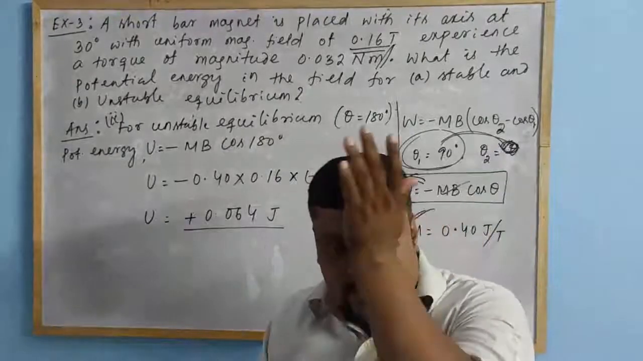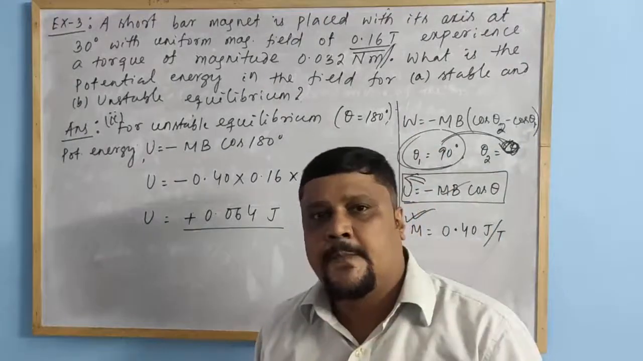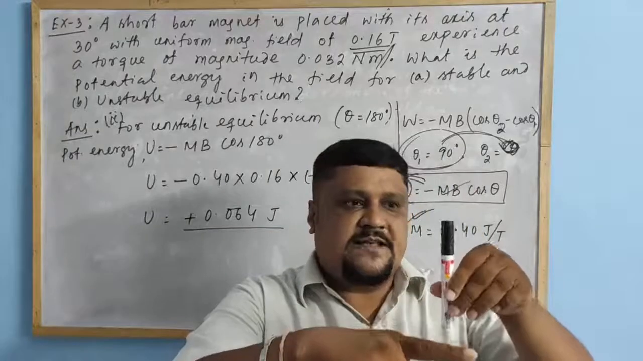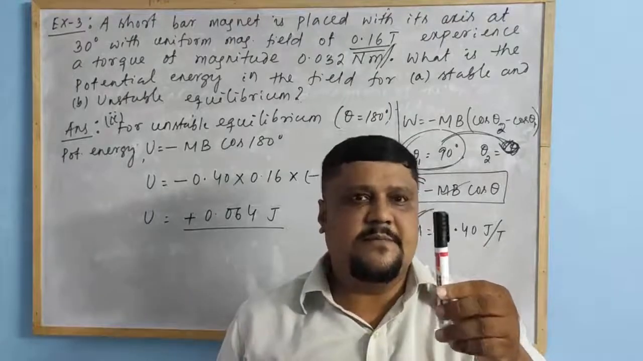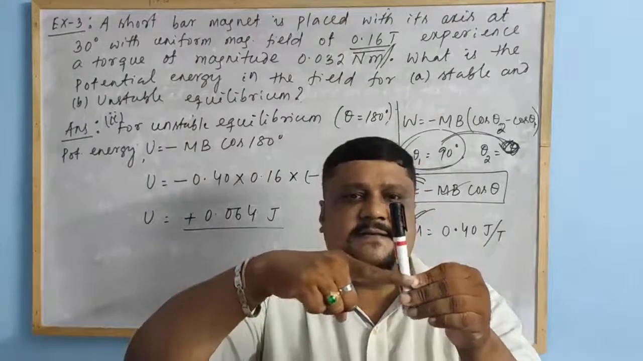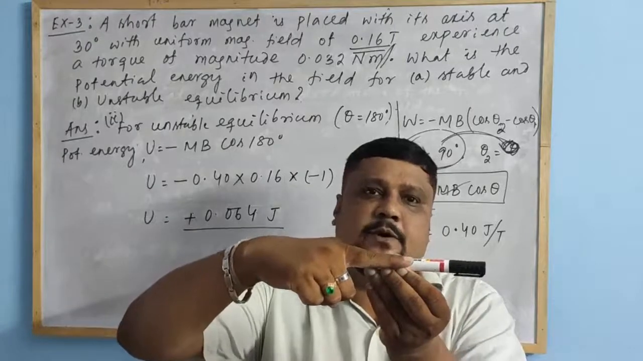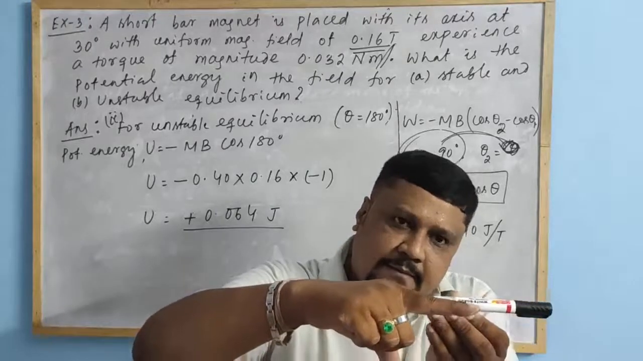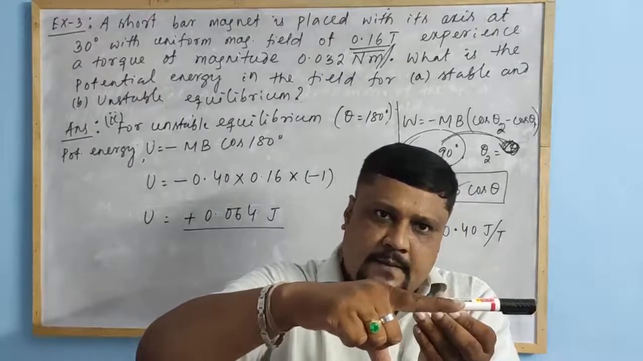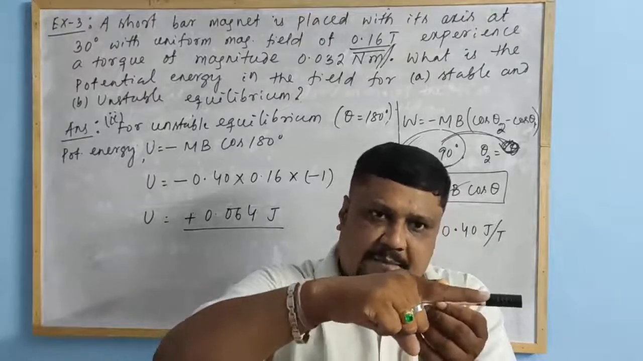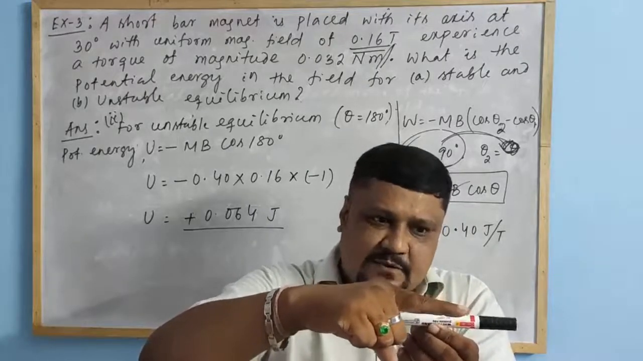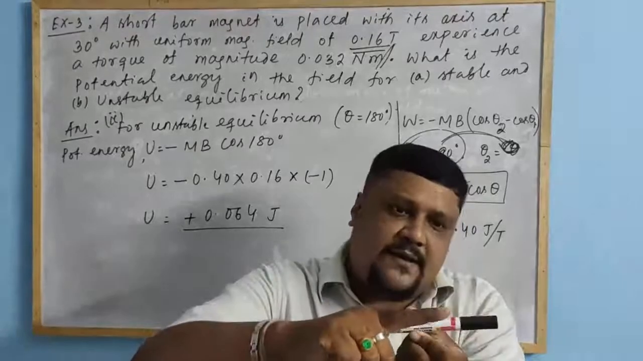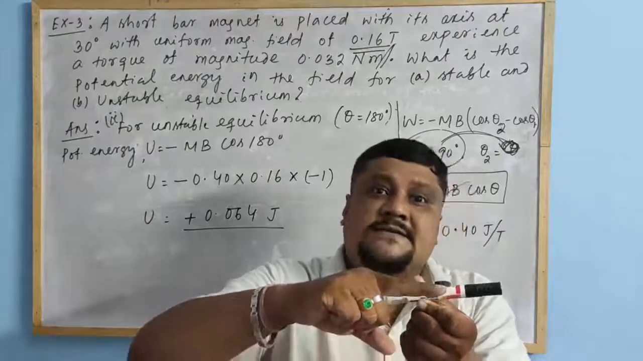So let me recall again, what is stable equilibrium and unstable equilibrium? Stable equilibrium means the dipole is placed along the direction of the magnetic field. If the dipole is placed initially like this, it is the stable equilibrium. The axis of the dipole moment and the magnetic field are parallel, theta is 0. In this condition, if the dipole is disturbed, then it will come back. That is called stable equilibrium.